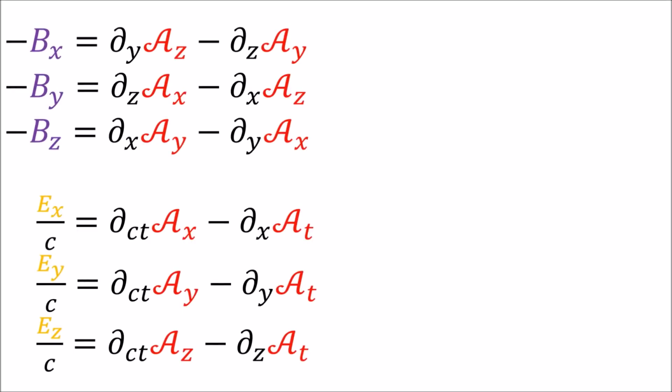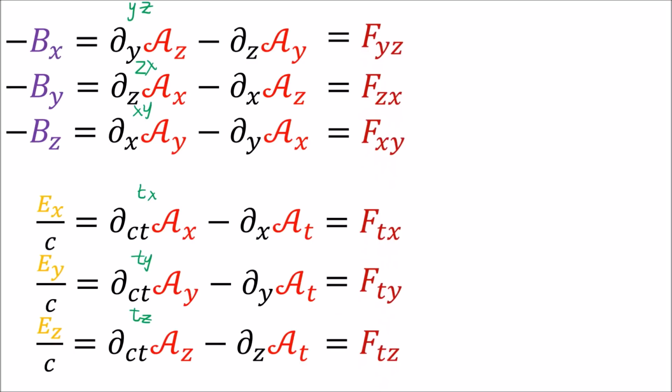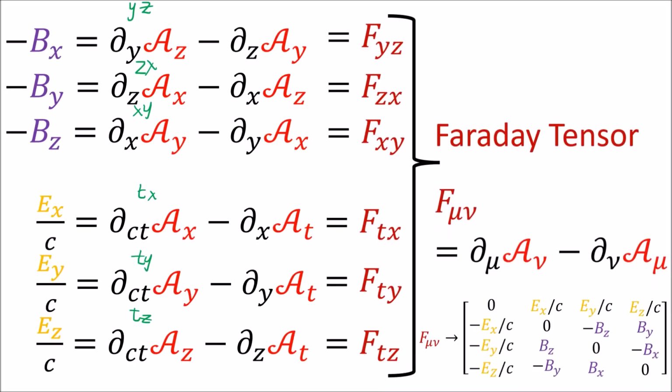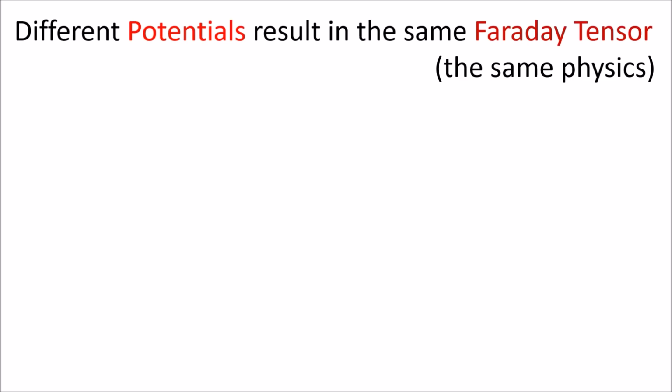You'll notice that each of these 6 formulas depend on a unique pair of spacetime coordinates. And we will define these as the components of a rank 2 tensor F called the Faraday tensor, where the mu nu entry equals this formula. The Faraday tensor unites the electric and magnetic fields into a single tensor that is obtained from the 4 potential curly A. Just as before, different 4 potentials can result in the same Faraday tensor, and the same physics.